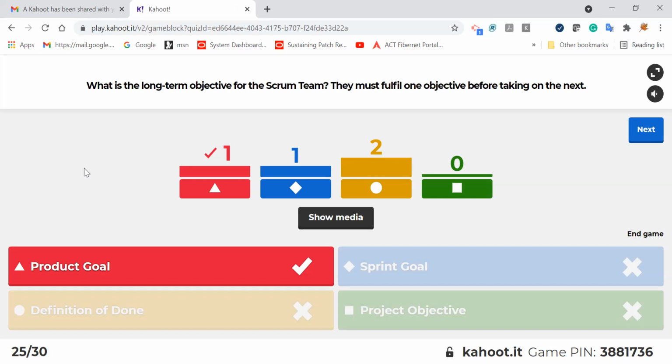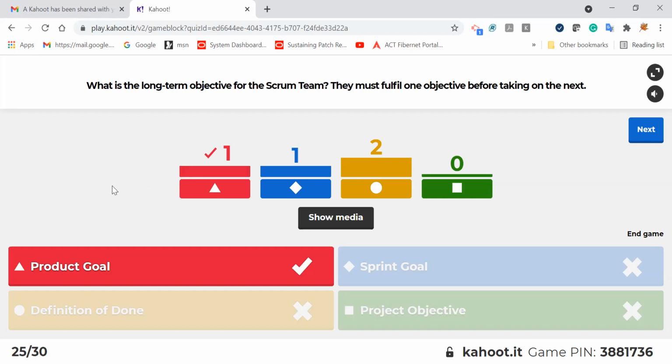See, definition of done is not a long-term objective. The sprint goal is also not long-term, because the sprint goal is the objective with respect to that sprint. But when you see the product goal, it's a long-term objective. It's a kind of release. Maybe in 10 sprints or in a certain number of sprints, you will be able to deliver that objective. So the product goal is a long-term objective.